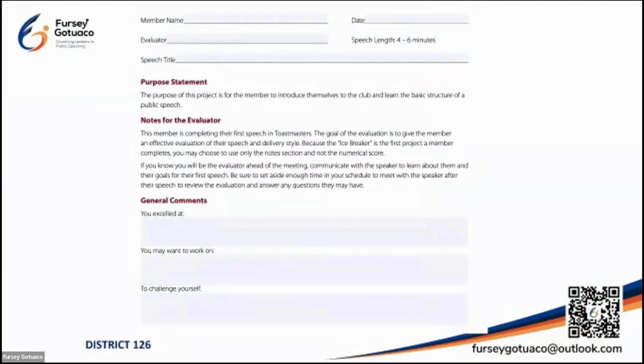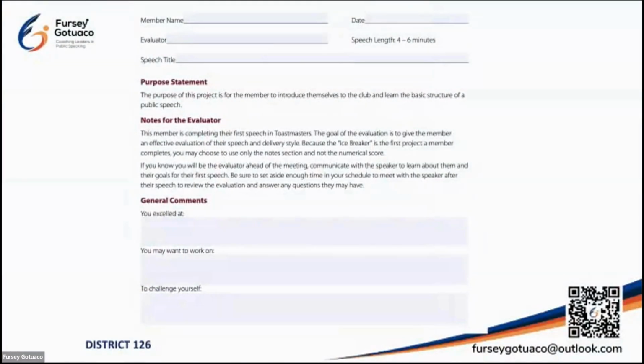Now in page 1, it looks very simple. General comments: you excelled at, you may want to work on, you may want to challenge yourself. Here's where I would give those of you who are a little bit more experienced something to think about, a different way to look at it. Something you did well. I would say this is your way of communicating to the speaker, do this again. Grow. You did this well, keep doing it, go further with it. Yes? It's something that they can do on the very next speech.